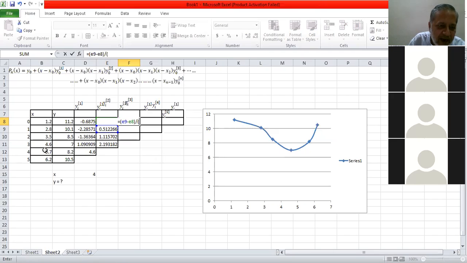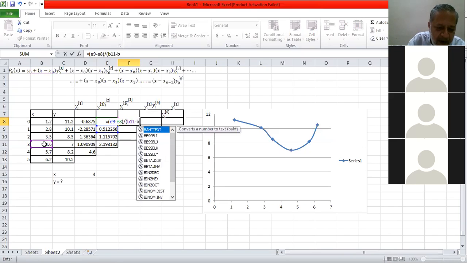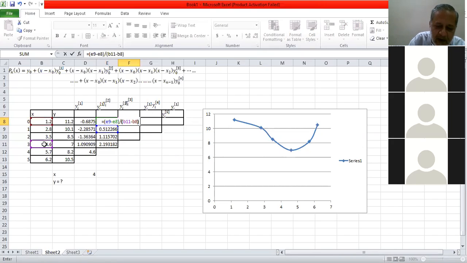So x3 is in what cell? B11 minus B8. The third order divided difference is constructed. Look, it's using the difference of these two divided by the difference of fourth x minus the first x. And you want to make more.